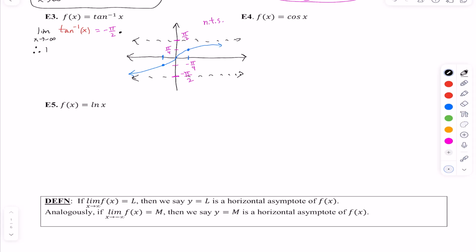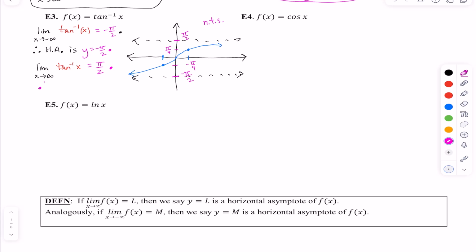Therefore, the horizontal asymptote for this function, or I should say a horizontal asymptote for this function, is y equals negative pi over 2. Let's observe the other end behavior. The limit as x approaches positive infinity. What happens to the corresponding output values? They are in fact approaching pi over 2.